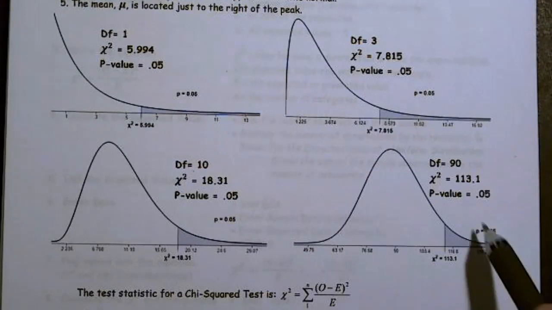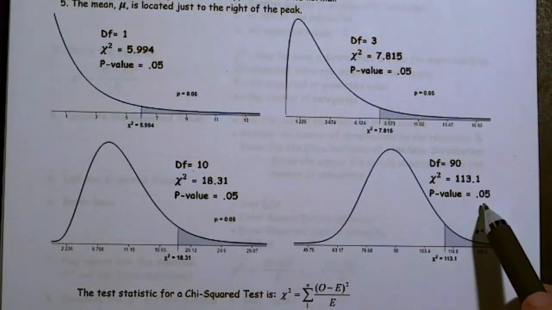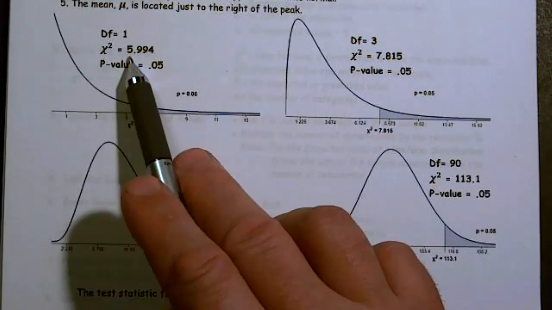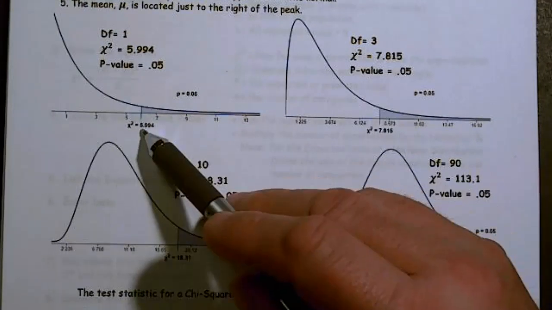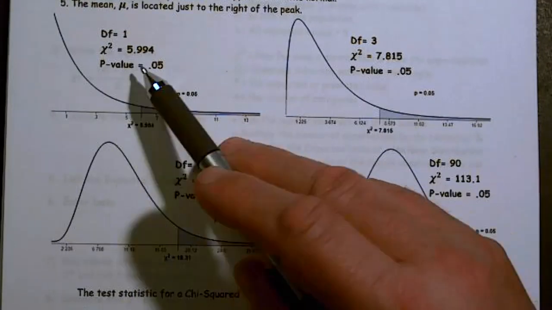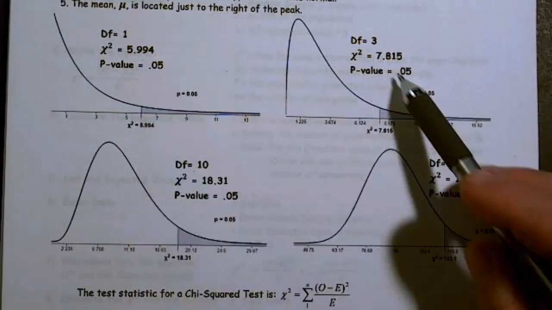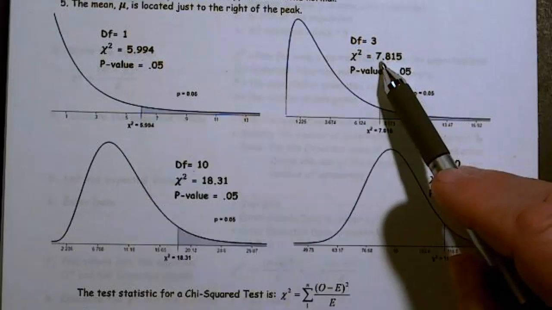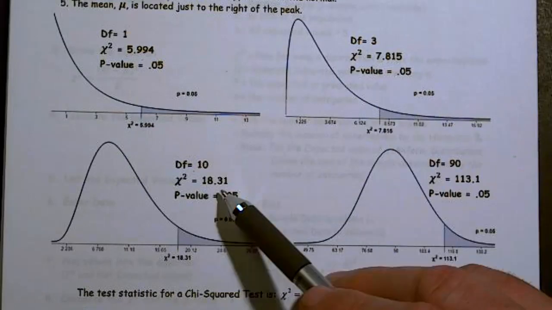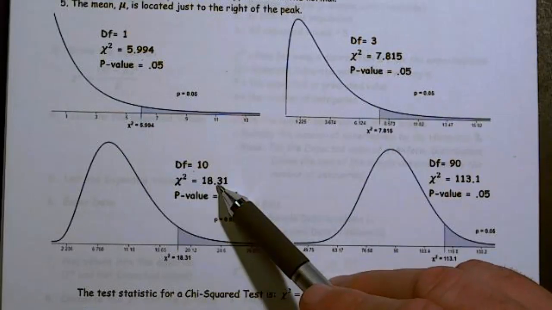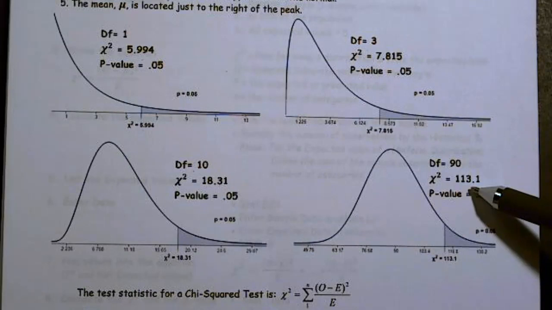All of these have a p-value of 0.05, and that chi-squared would tell you where the rejection zone is. We would reject a chi-squared value of 5.99, so about 6. Here we'd reject a chi-squared value of 7.8. Here we reject with a chi-squared of 18.3. And here we would reject if we had a chi-squared of 113.